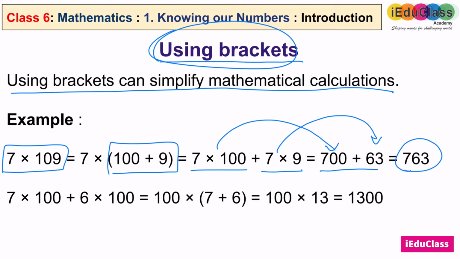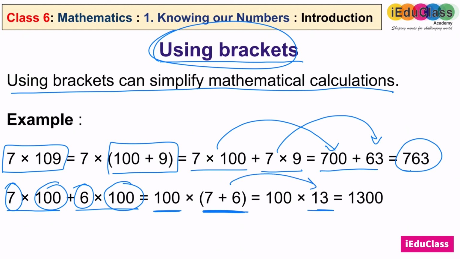You can see another example, 7 into 100 plus 6 into 100. 100 and 100 are common, so take it outside. In bracket you can write 7 plus 6. 7 plus 6 becomes 13. 100 into 13 becomes 1300.